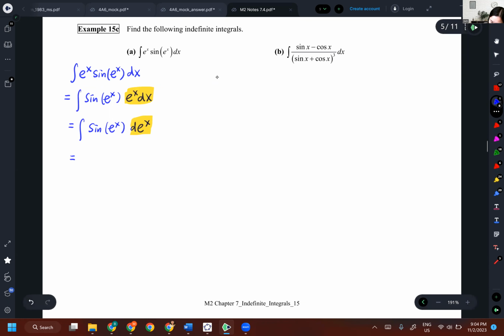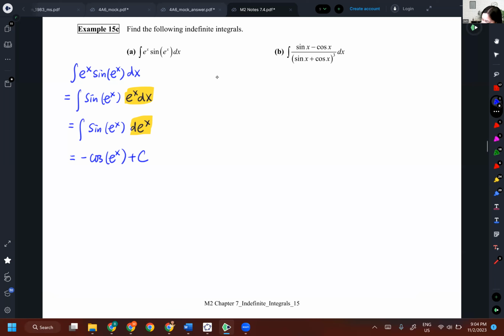And then I'm getting negative cosine u. Let's see. It's new. But I hope you find it easy. This substitution, I hope you find it easy. Just this one.